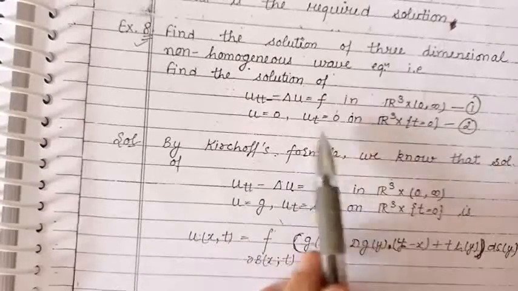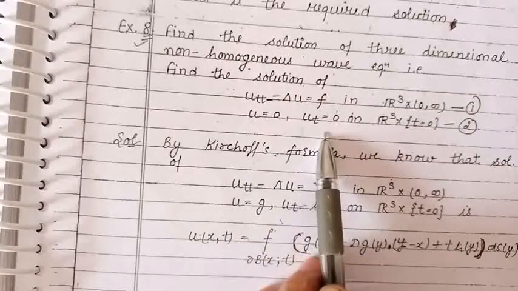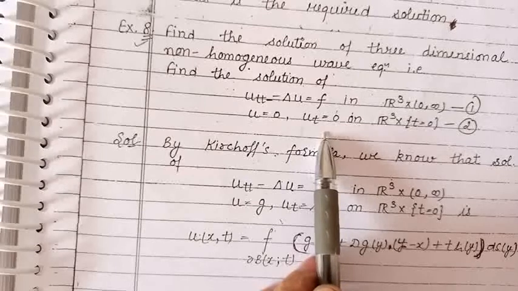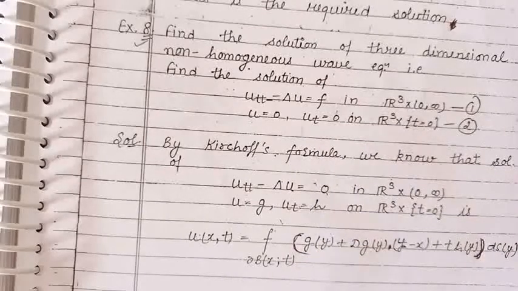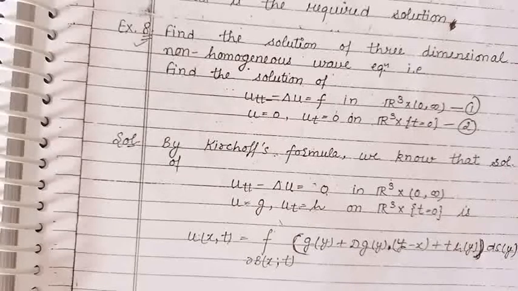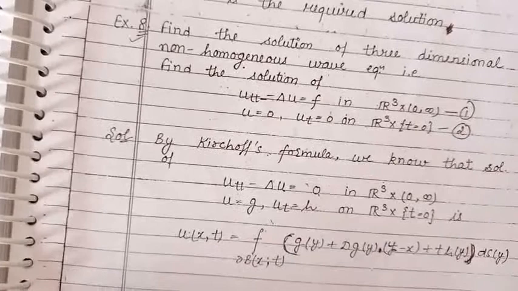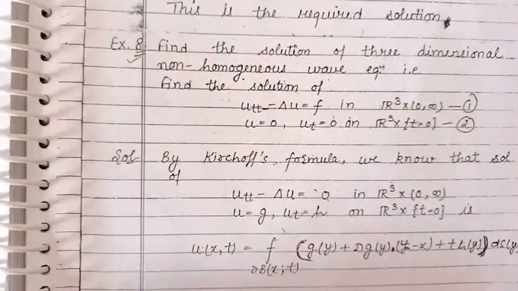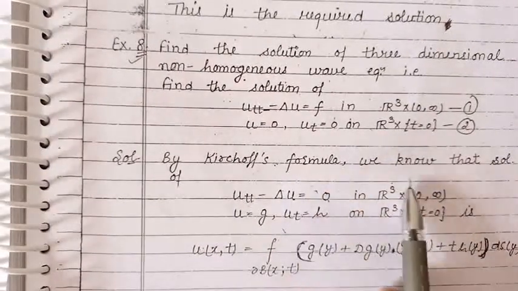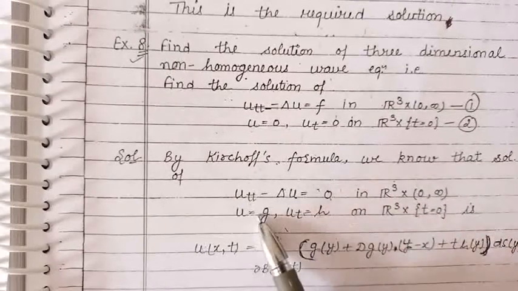This is the initial value problem for the non-homogeneous wave equation in three dimensions. So we again use the same trick. First of all, we will find the solution of the initial value problem for the homogeneous wave equation by using Kirchhoff's formula. And that formula we already discussed.